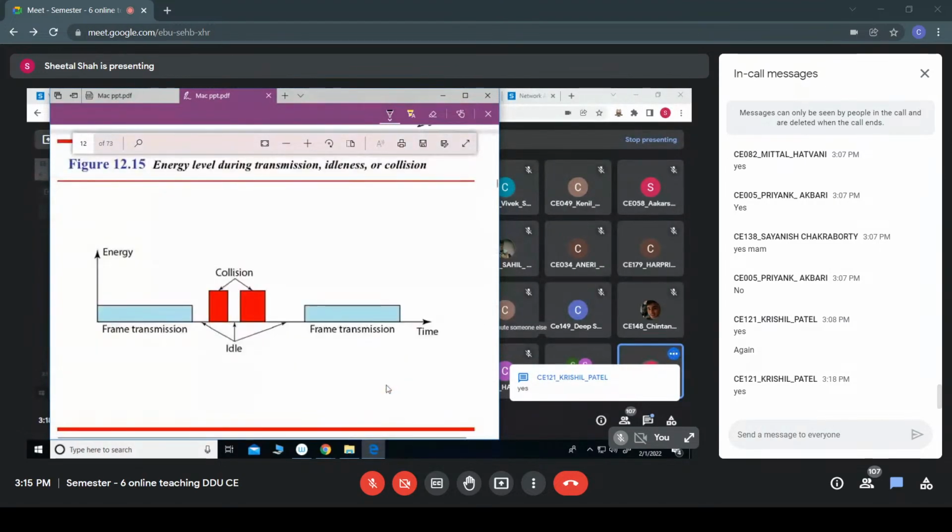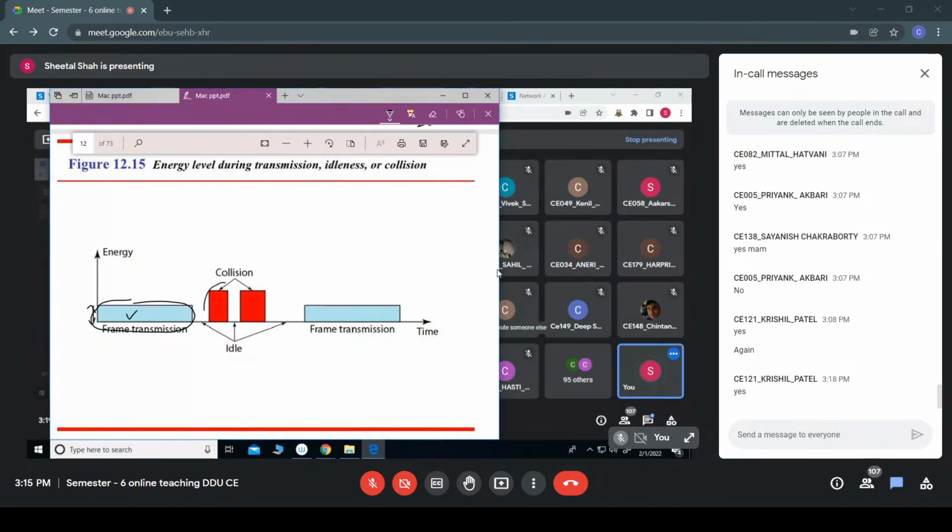So how to make out whether there is a collision or not? Suppose the signal has some strength, some limited energy. If the station finds that some limited energy is on the channel, that means some valid frame has been transmitted.